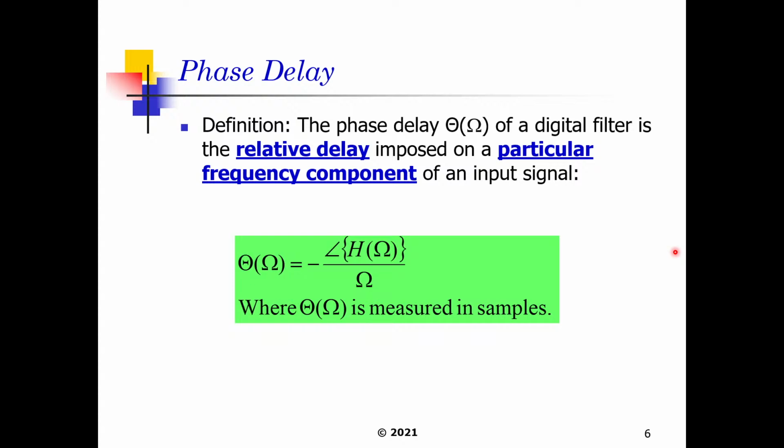Your phase delay of any digital filter that you're going to be designing is just what we refer to as the relative delay of any frequency component from the input signal. This equation is given here, being the negative phase of H(Ω) divided by Ω, where the left-hand side, τ(Ω), is going to be measured in samples.